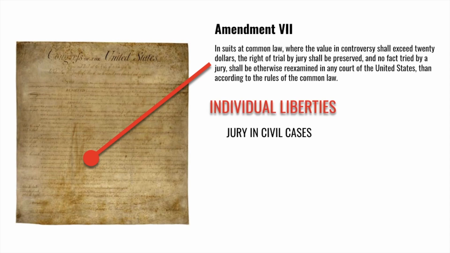The Seventh Amendment is relatively short. Essentially, this individual liberty is that you have the right to a jury in a civil case. Don't need a lot of explanation on that. A civil case is a trial or a case between two private citizens. It's not a criminal trial.